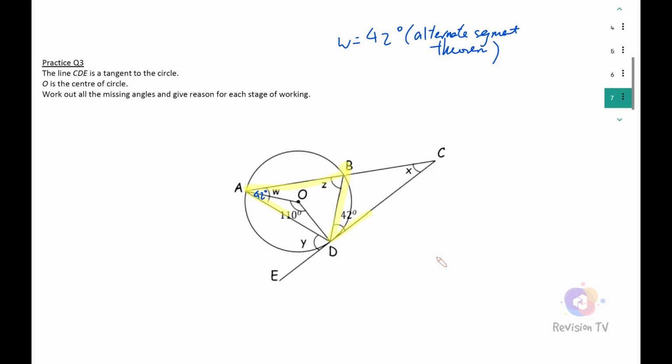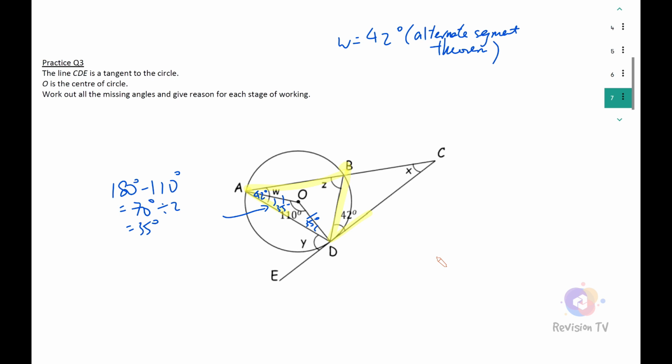Next one. What else do we know? Well, we know OA and OD are both radii. So you have to note these because these are radii. If they're radii, that means these two base angles are going to be equal. So 180 degrees minus 110 degrees is 70 degrees. Half it, which is 35 degrees. So 35 degrees each for these ones. I'm not sure if they're useful, but with this type of question, you do want to have as much information as possible before you move on.